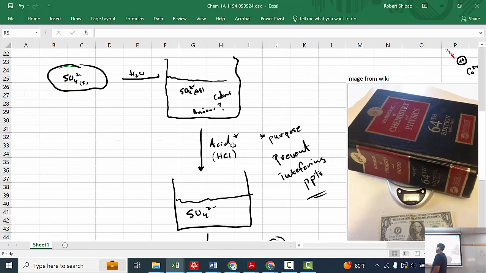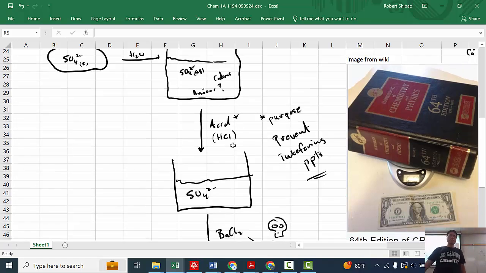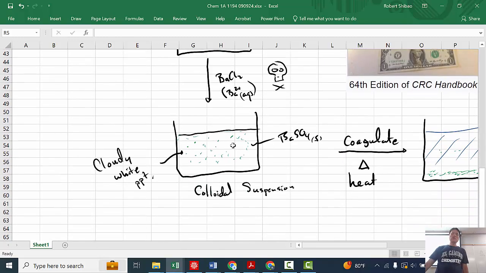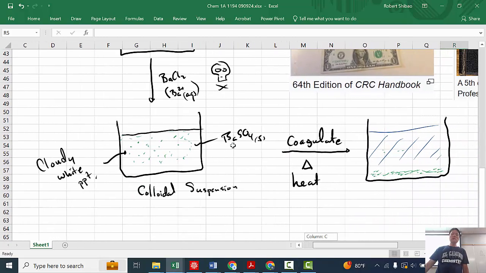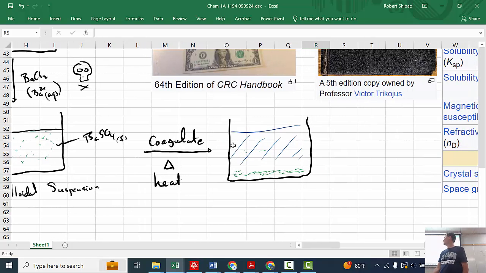What we want to do is release all the sulfate from the unknown solid by dissolving it. Once all that sulfate's released and free, then we want to capture all that sulfate by precipitating it out with barium. And so we have to make sure that there's no sulfate left behind in solution, that we've captured all the sulfate.